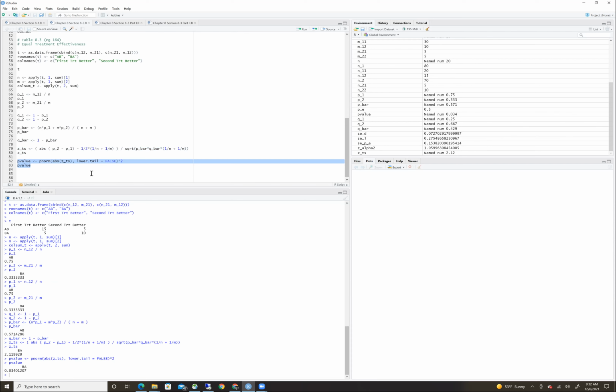So when we look at this, we see that the effects of treatments A and B are significantly different. And what we've done here is we've been able to test the difference in the proportions while considering whether or not order matters and allowing each patient to serve as their own control.